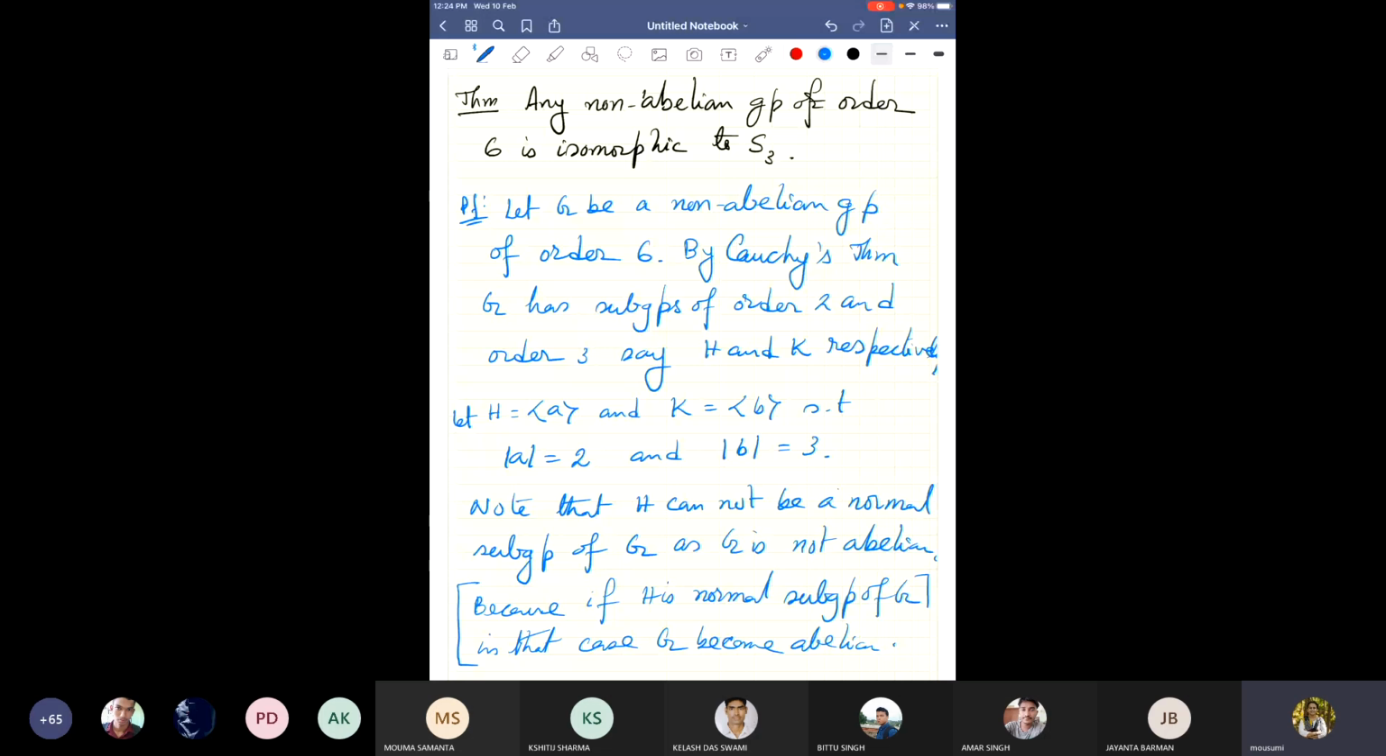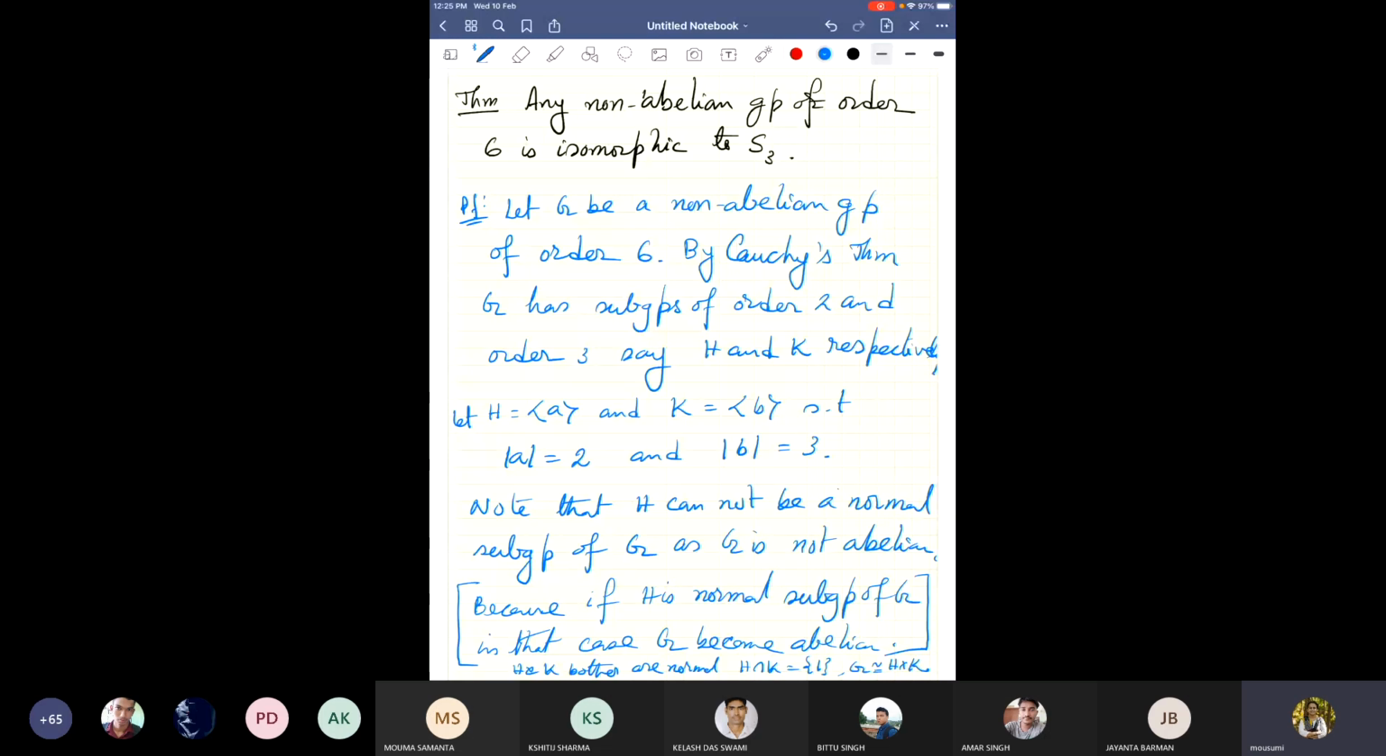That follows from the fact that H and K both are normal and H intersection K is identity. So G will be isomorphic with H cross K, and these two are abelian. So G will also be abelian. Fine. So that means H cannot be a normal subgroup here, because I have started my group to be a non-abelian group. Therefore, H is not a normal subgroup.